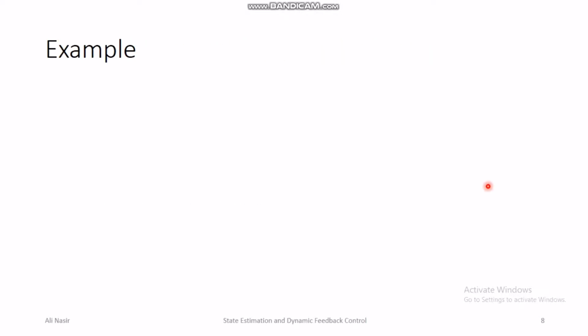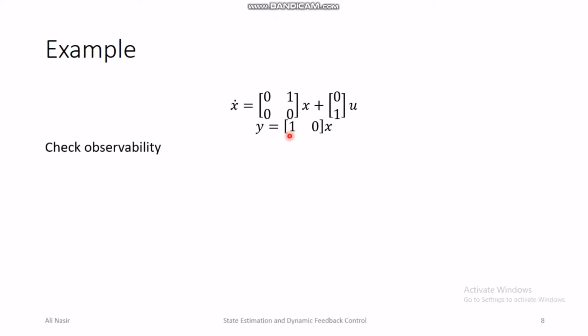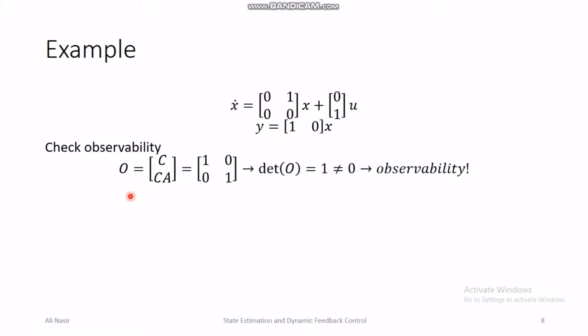Now we look at an example. Let's look at this second order system, where we have a single input and single output, and we are measuring state x1. So we have one sensor which is measuring x1. First we check observability. This observability matrix is C, CA. The first row is C, the second row is C times A, and the determinant is 1, which is not 0. So the system is observable, and we can design an observer for this system.